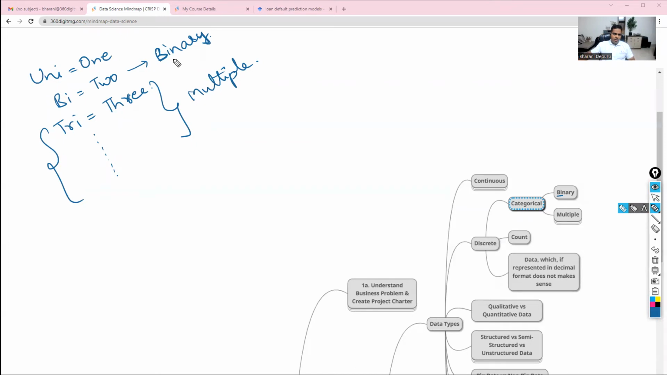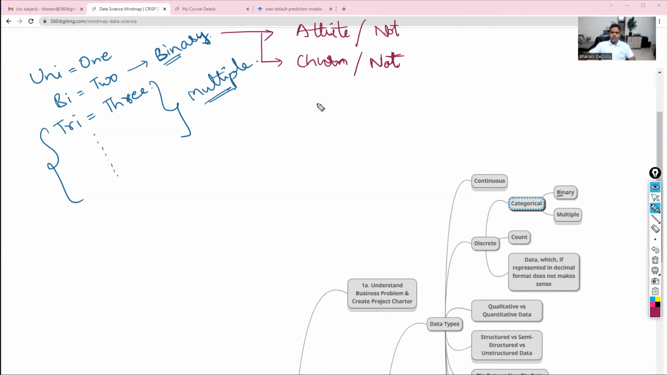So we have binary categorical data and multiple categorical data. Will an employee attrit or not? Attrit means resign. Will an employee attrit or not attrit? Will a customer churn or not churn? Customer churning means the customer will start looking out for another competitor.